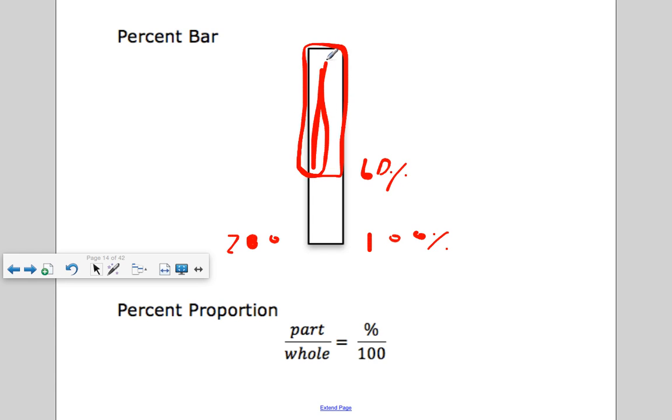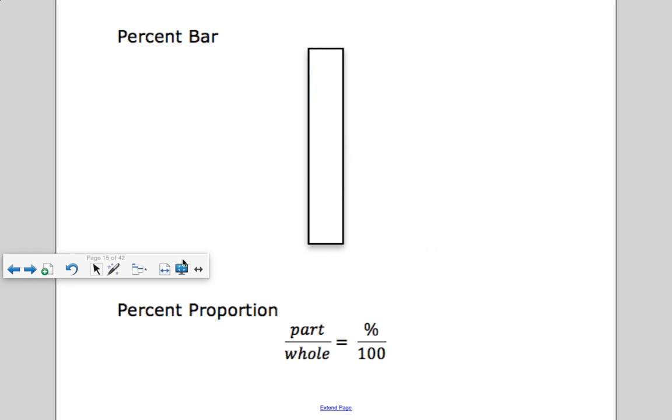So what is more than half of 200? Well, let's see. Half of it is 100. So I'll make a prediction: 110, 120, 130, 140. More than half. So how can I turn 100% to 200? Times 2. That'll be 120 students.